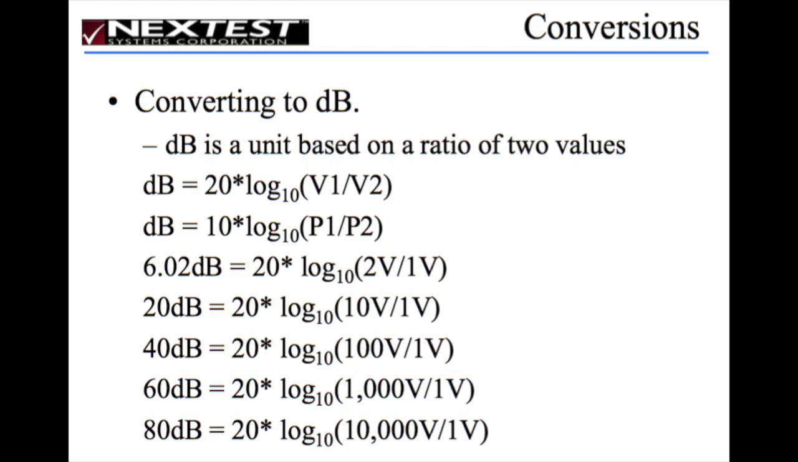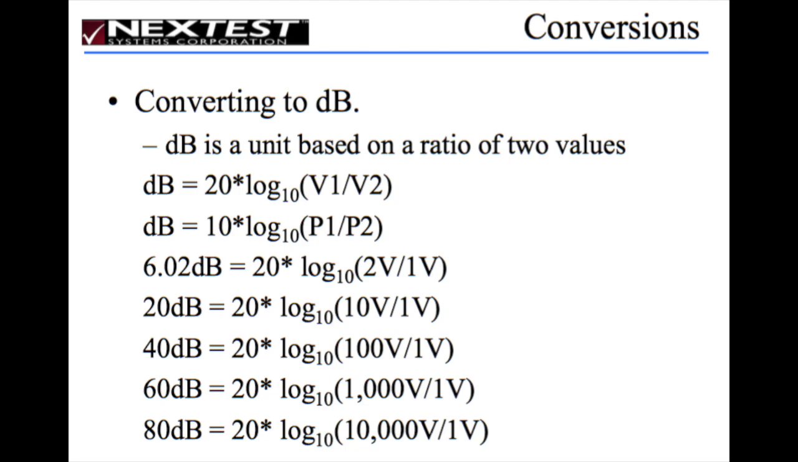Okay, we've done enough with FFTs. We beat FFTs to death. So let's talk about converting to dB. So dB is a unit based on the ratio of two values. dB is 20 times the log base 10 of V1 over V2. That's the definition.